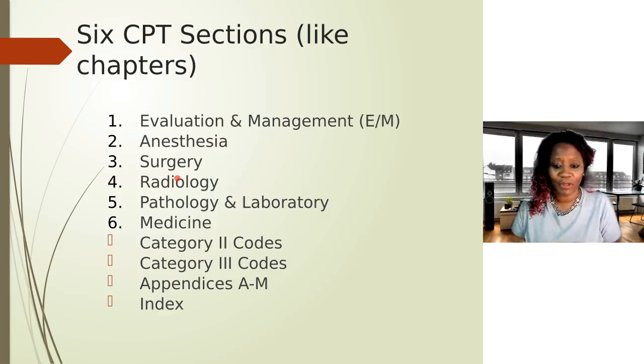The next area is going to be radiology. So this is going to be for your x-rays, your CAT scans, your MRIs. So normally these codes are going to begin with the 7. These are going to be in the 70,000 series.